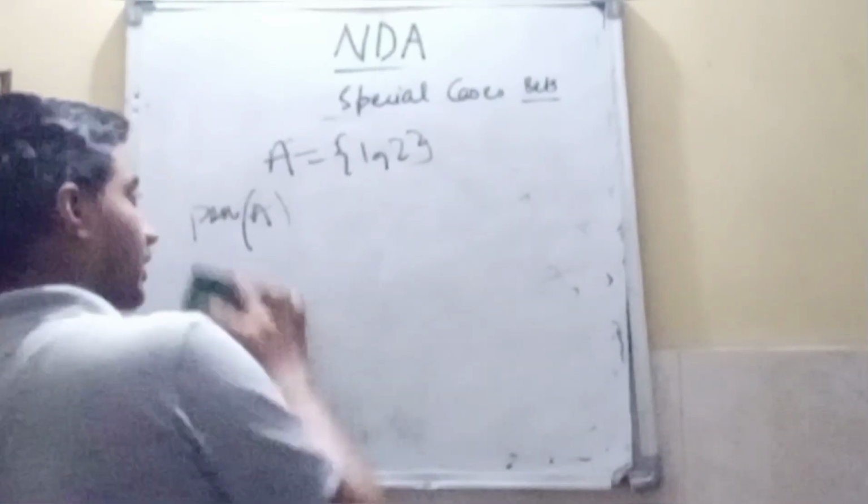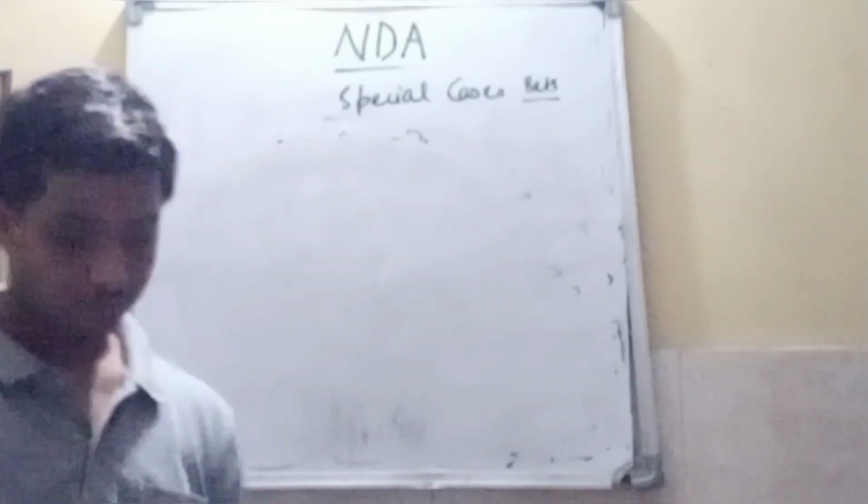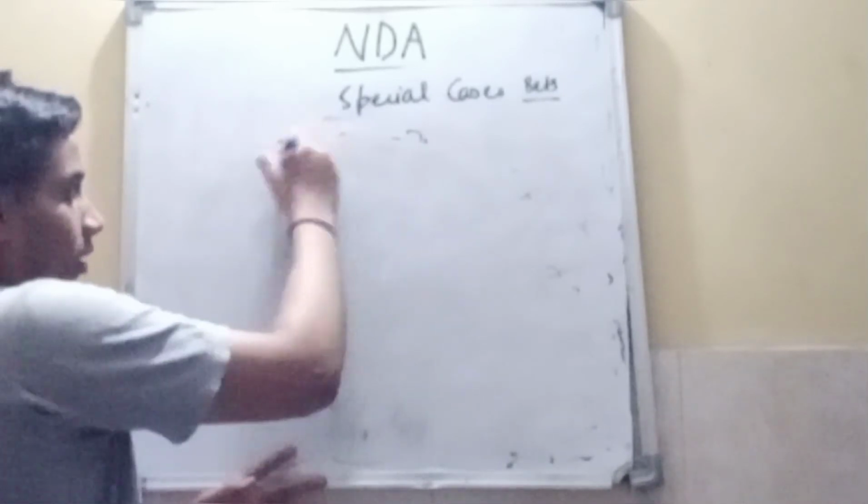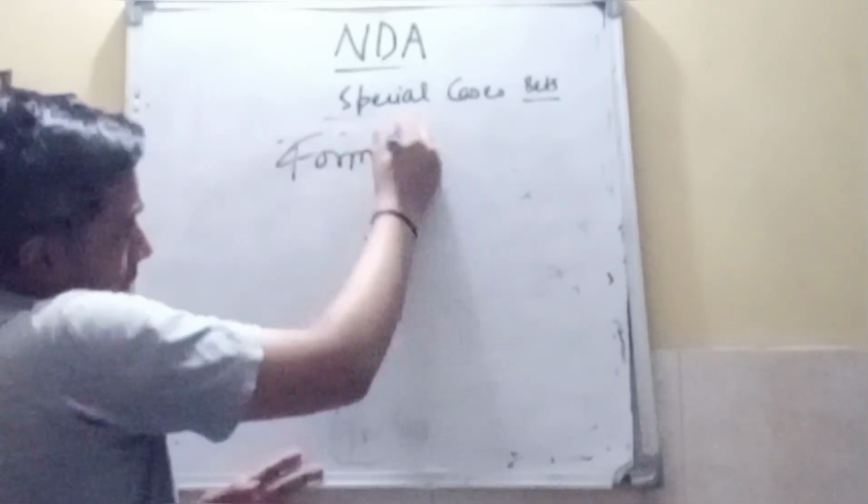Let's move on to the next thing, that is the total number of subsets. It is an important formula. Now formula time.